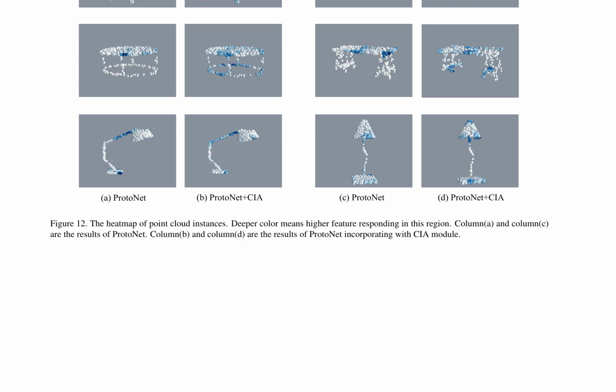The results suggest that the CIA module effectively leverages spatial information to enhance the initialization process, resulting in more accurate and robust feature embeddings. This improvement is achieved without significant additional computational overhead, making the ProtoNet plus CIA model a competitive approach for point cloud classification tasks.